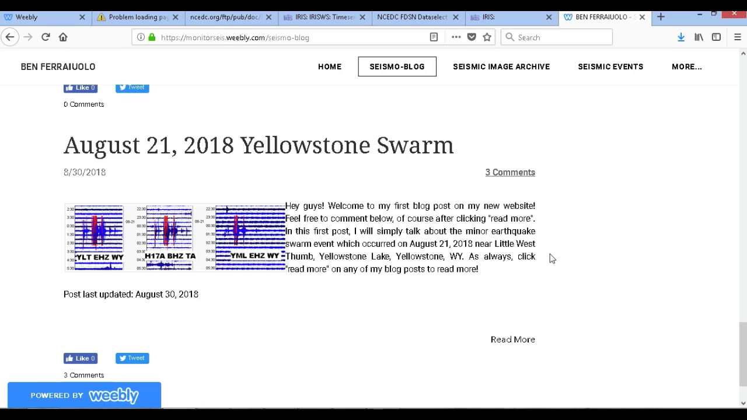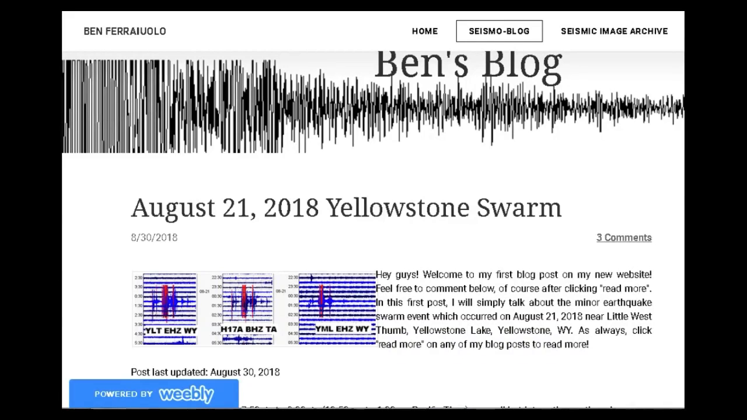If true that uplift is occurring again, this could mean larger earthquakes and earthquake swarms are approaching for Yellowstone, but I do suggest people keep an eye out for swarms breaking out near West Thumb. Now let me start in order. So, let's begin with the earthquake swarm that occurred on August 21st, 2018. The August 21st, 2018 Yellowstone Swarm.